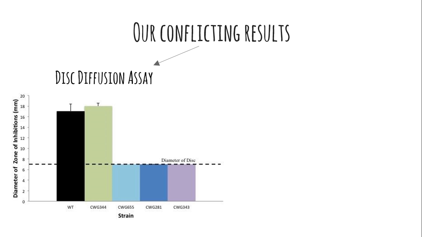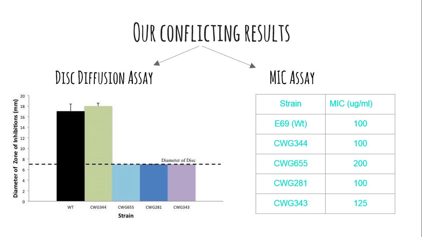We expected our MIC data to support the data that we generated from our disk diffusion. However, as seen from the table on the right, not all strains agree with the MIC data. For example, CWG281 shows resistance in the disk diffusion, but is sensitive in the MIC, with an MIC value of 100 micrograms per mL, which is the same as a wild-type E69. The same discrepancy was observed by the group who investigated the WZA knockout last term.